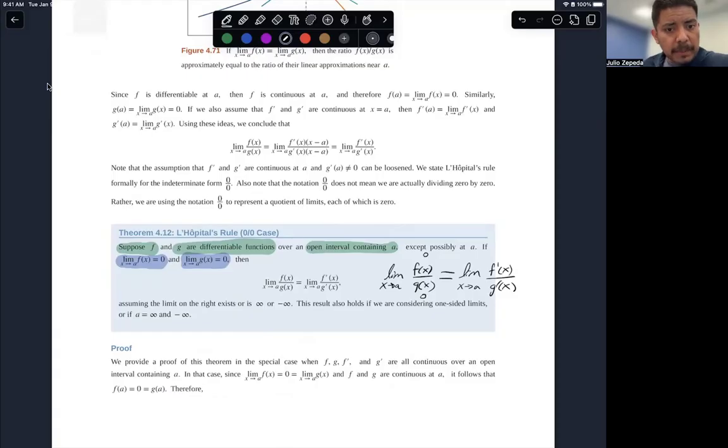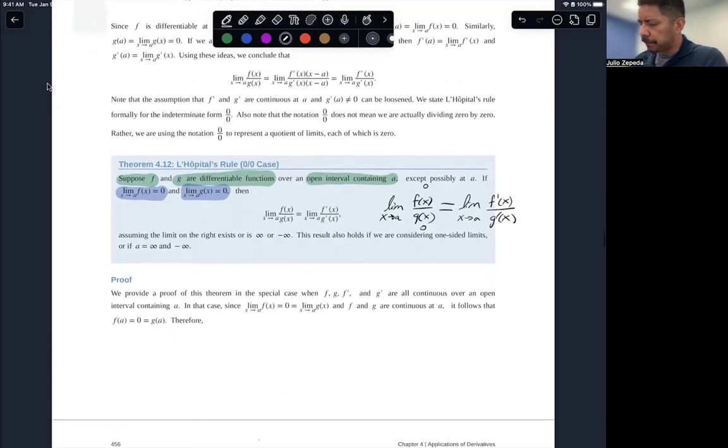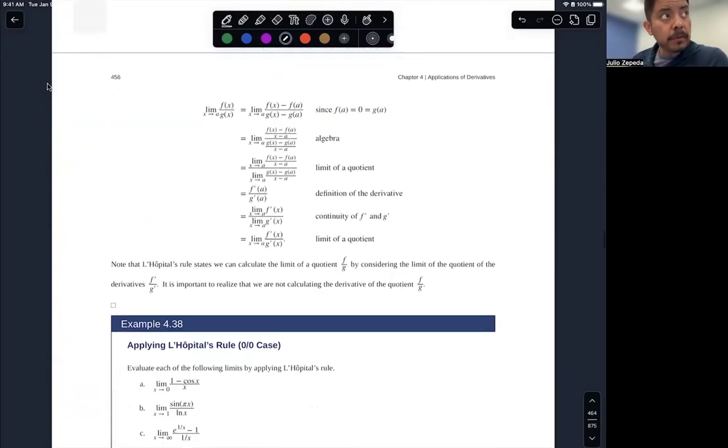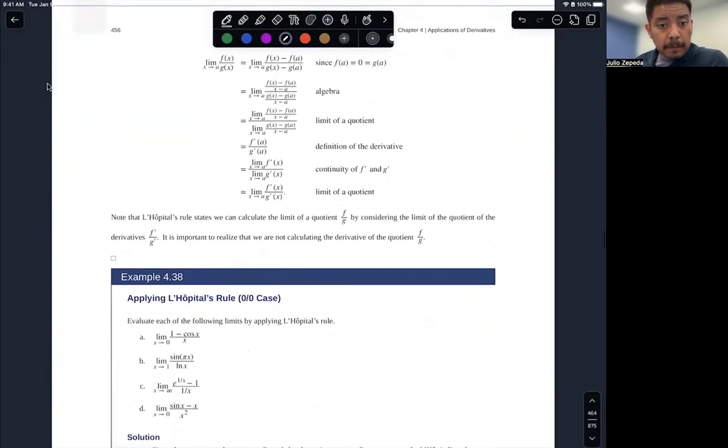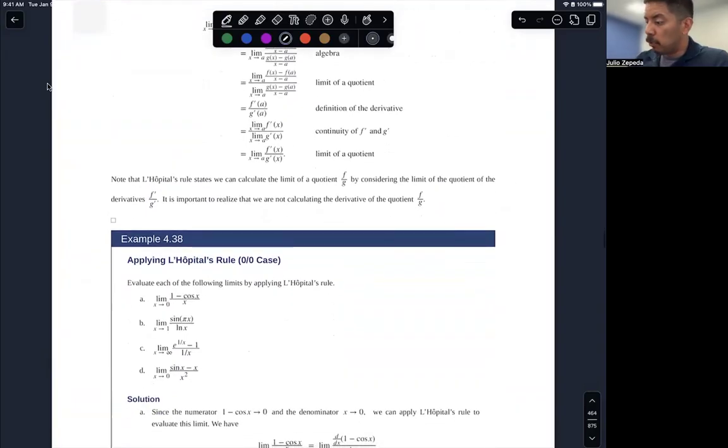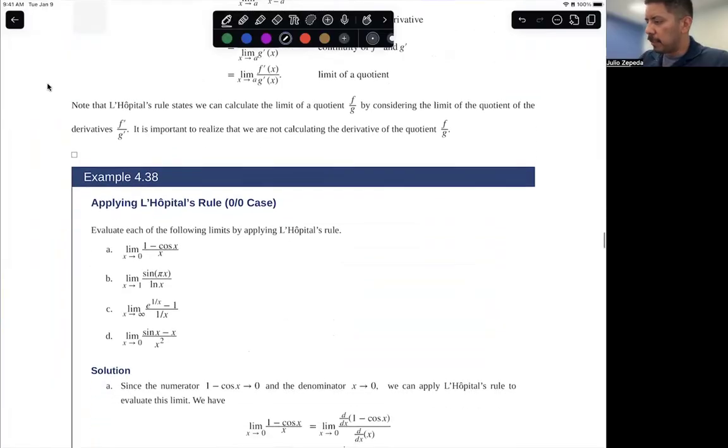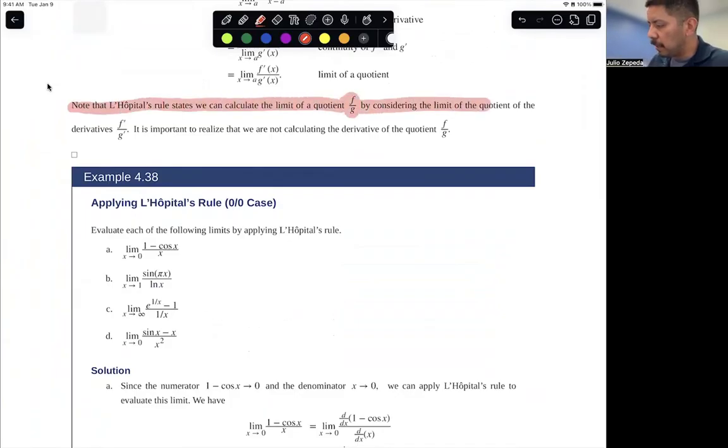Okay, and it says, assuming the limit on the right exists or is positive or negative infinity. This result also holds if we are considering one-sided limits or if a equals infinity or negative infinity. Nice. So they provide a proof for the theorem. We won't go over that. Just one quick note. Note that L'Hopital's rule states we can calculate the limit of a quotient f over g by considering the limit of the quotient of the derivatives f prime divided by g prime. So let's take a look at an example. And we'll just do the ones here.